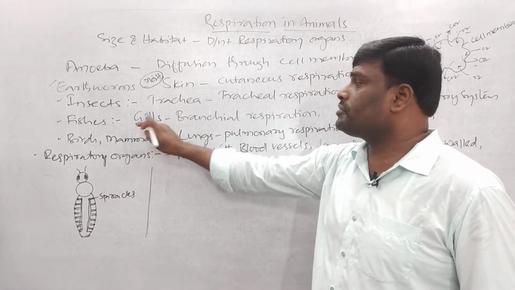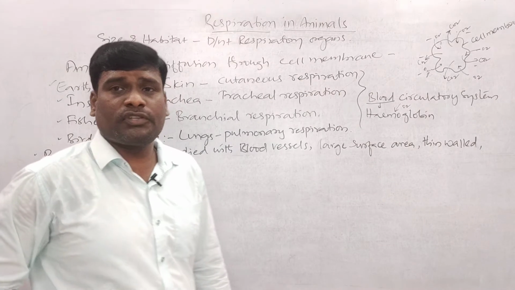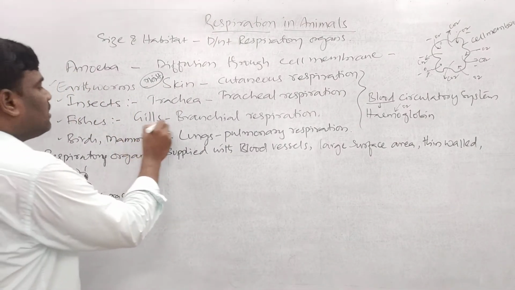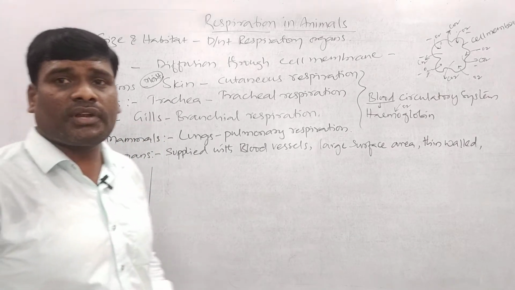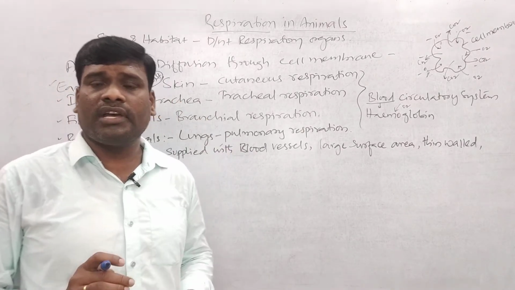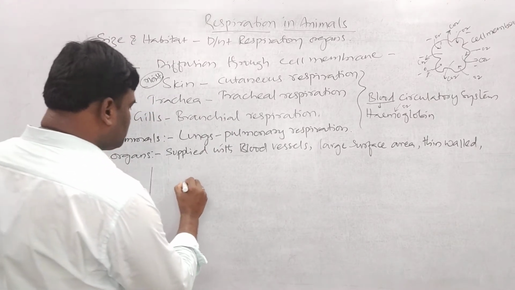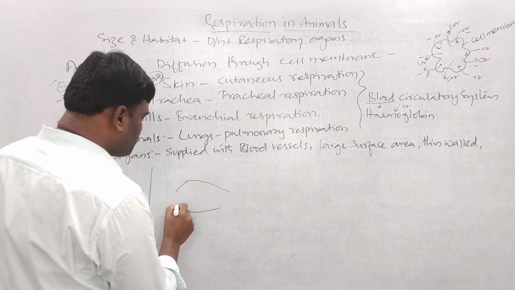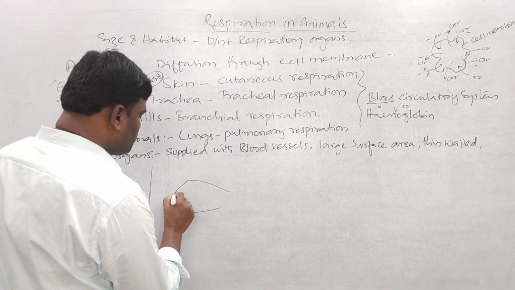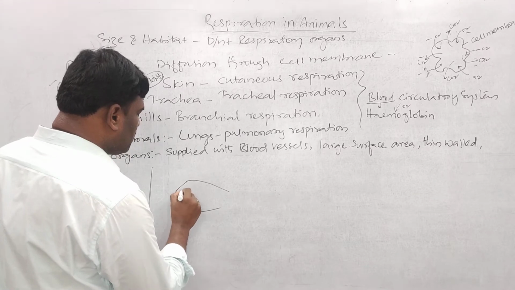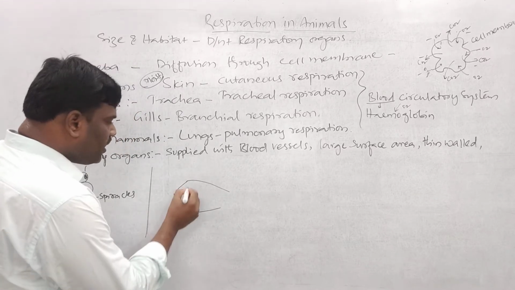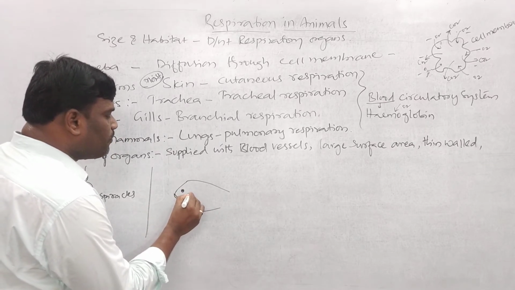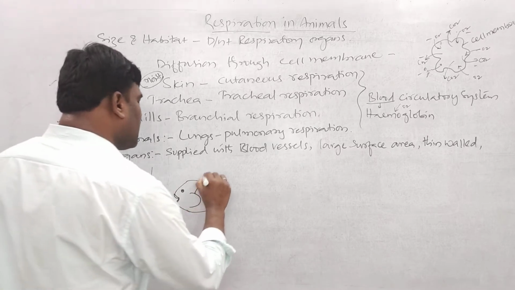Then what about the fishes? In fishes, especially in fishes and prawns, children, respiration is carried out by the gills. Gills are specialized structures, children, which are seen on either side of the head. See, this is a fish, children. This is a mouth. It has an eye. And here on either side of the fish they have gill pouches or a gill cover. This is called the gill cover.